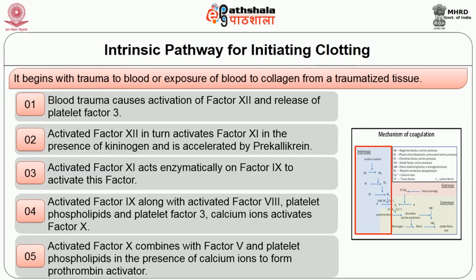So, next is the common pathway where finally the prothrombin activator is formed, and this prothrombin activator in the presence of calcium causes conversion of prothrombin into thrombin. Now, this thrombin is activated. So, this thrombin in turn will cause polymerization of fibrinogen molecules into fibrin fibers within 10 to 15 seconds.